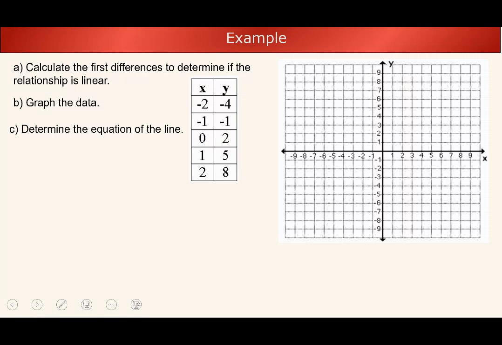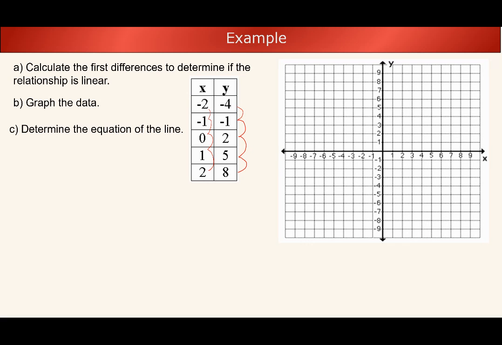So here's some data. Calculate the first differences to determine if the relationship is linear. Hopefully it is. So you can see the x just goes up by 1 each time. Up by 1, up by 1, up by 1, up by 1. -2, -1, 0, 1, 2. The next number would be 3, right? So if it's going up by that constant, just up by 1, the y has to be changing by a constant rate. So what's the difference between 4 and -1, -1 and 2, 2 and 5, 5 and 8?